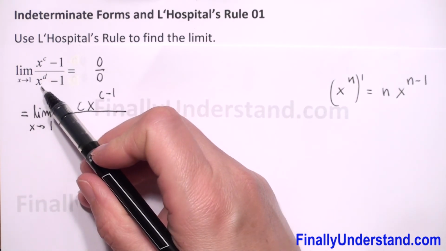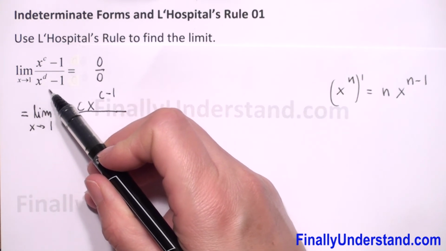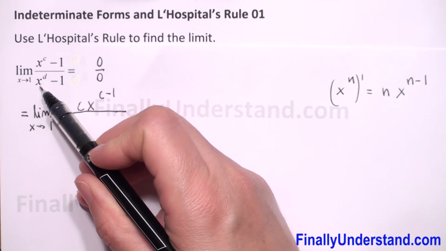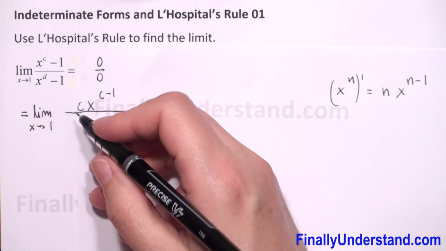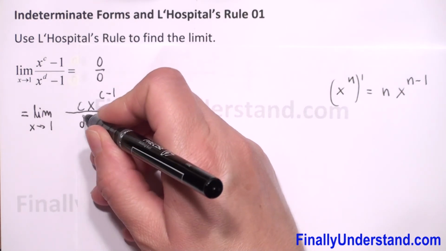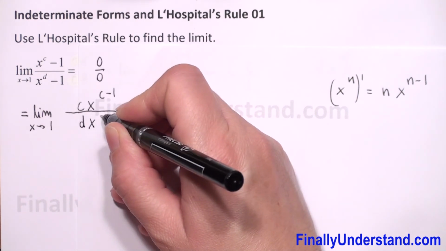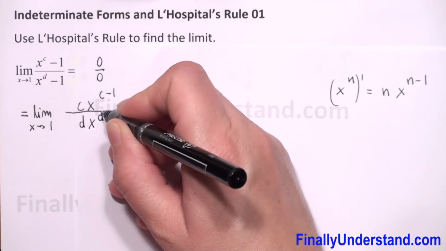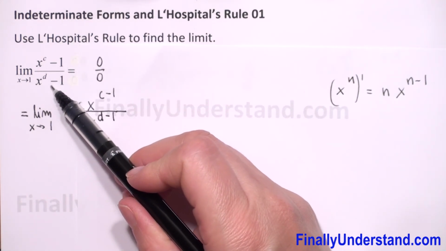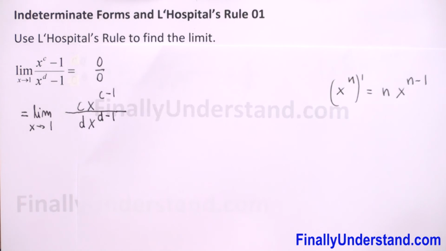Next, we have to find the derivative of function which is in denominator. We have x to d. So we have to take down d times x to power d minus 1. And we have derivative of constant, so it's 0. We don't have to write.